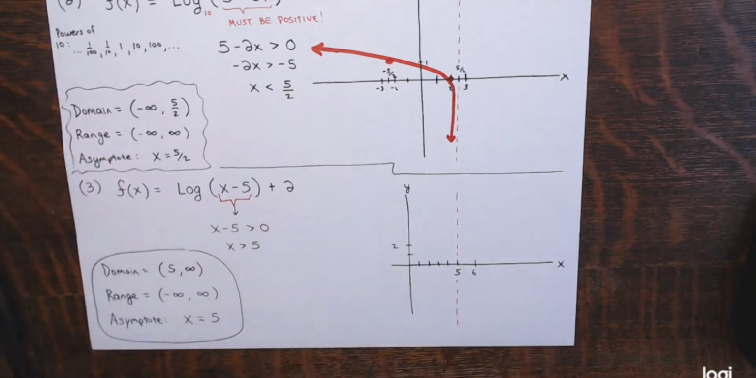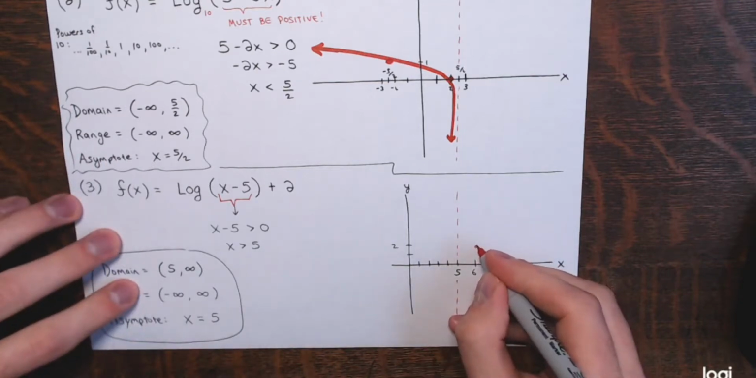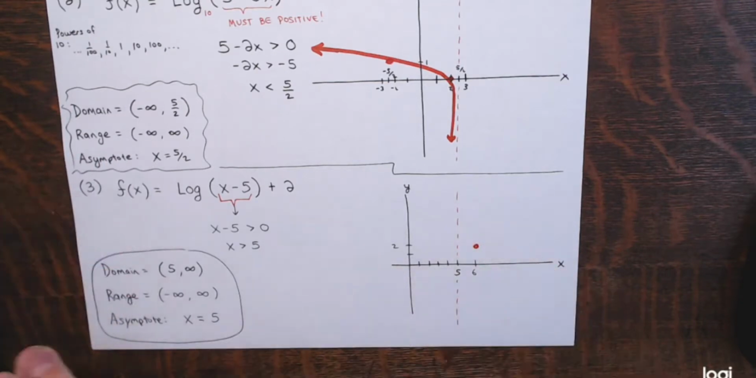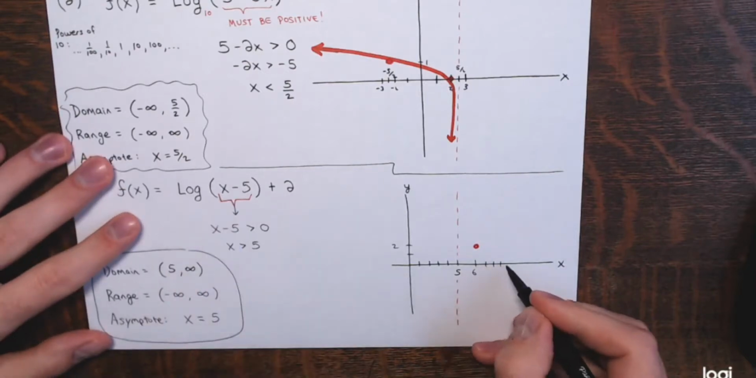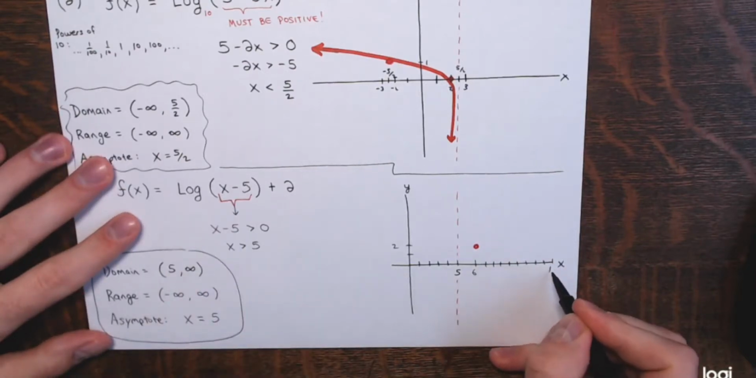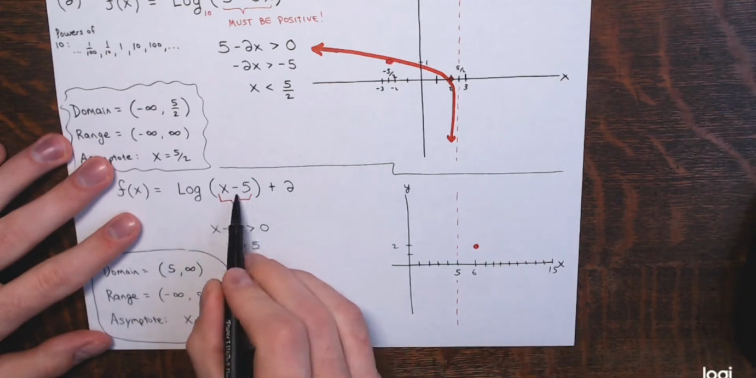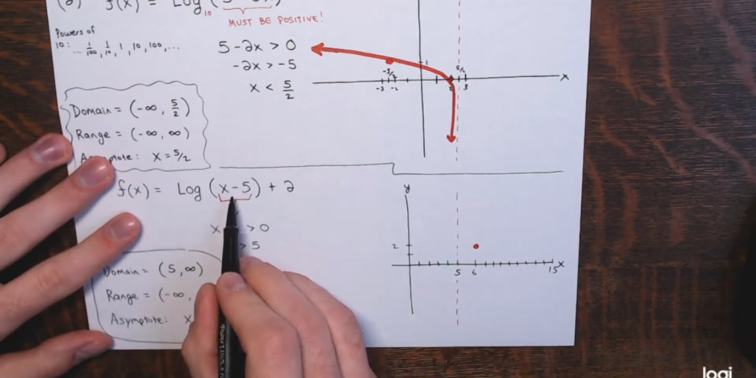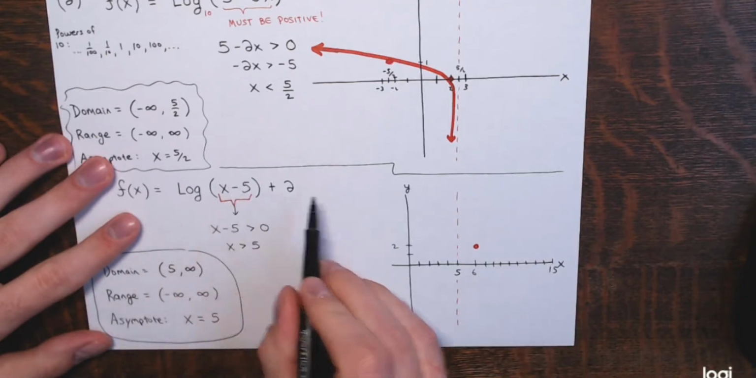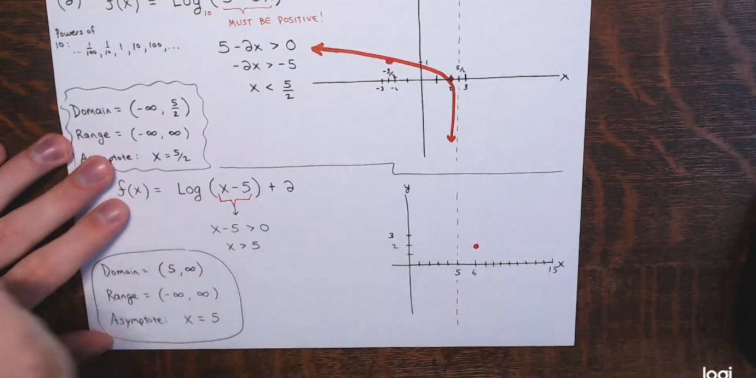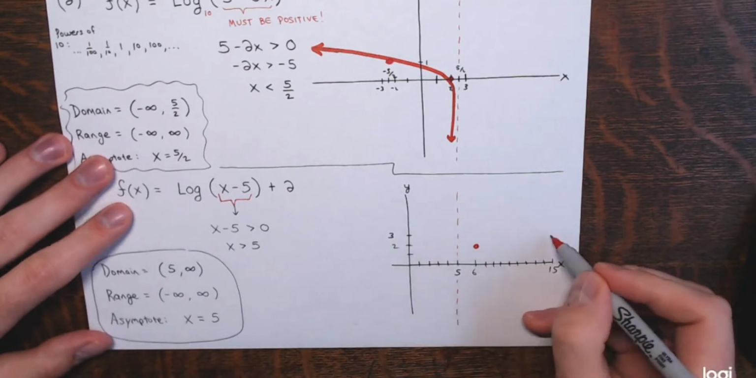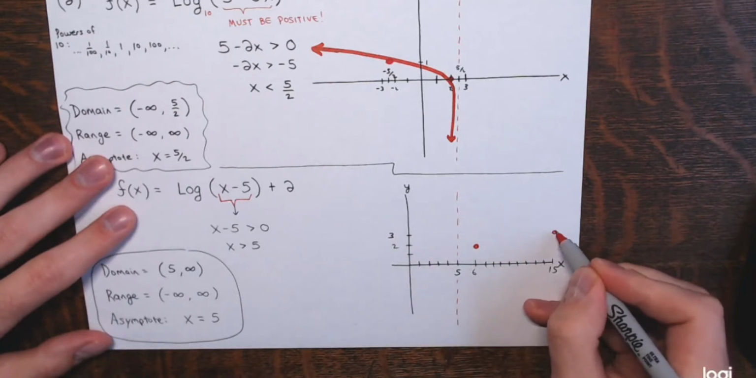Right, the ordered pair (6, 2) will be on this. And then if I plug in 15, that gives me 10 in here. The log of 10 is 1, plus 2 is 3. So (15, 3) would be on the graph as well, and that should be enough to make a rough sketch.